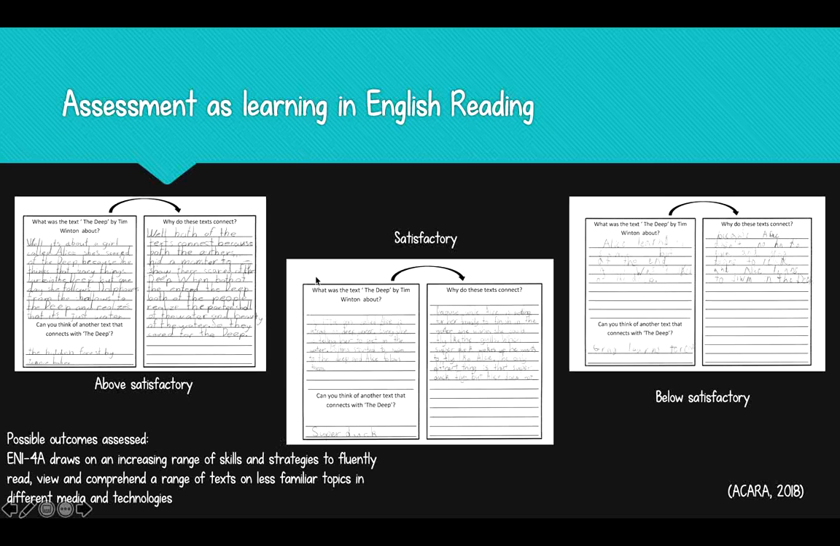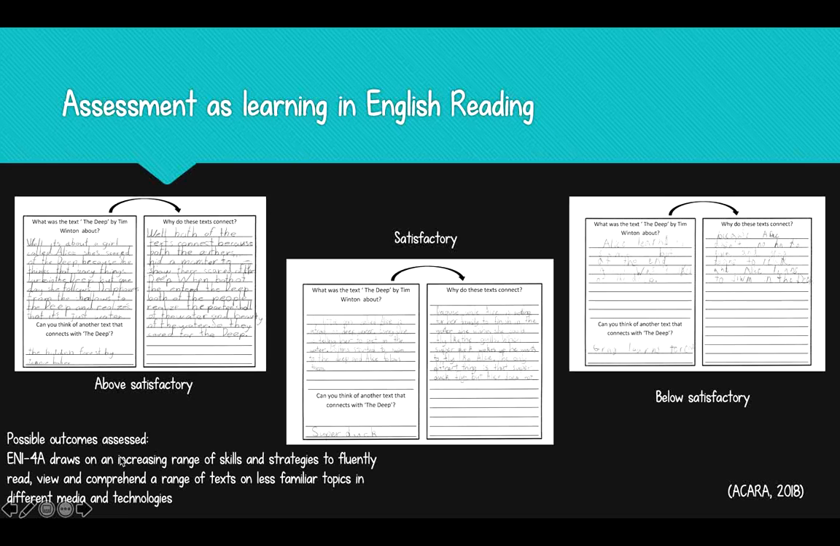Here is an example of some comprehension. We've used 3, so I've shown you one that's above satisfactory, satisfactory and below. So there's 3 learning levels there. And I've also put in the outcomes that you might be assessing by doing this. So draws on an increasing range of skills and strategies to fluently read, view and comprehend a range of texts on less familiar topics in different media and technologies.